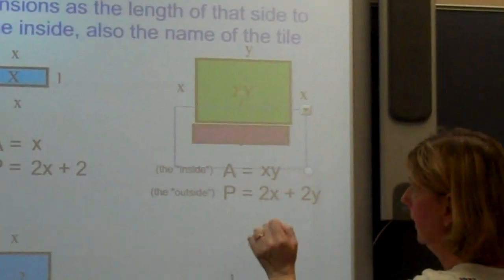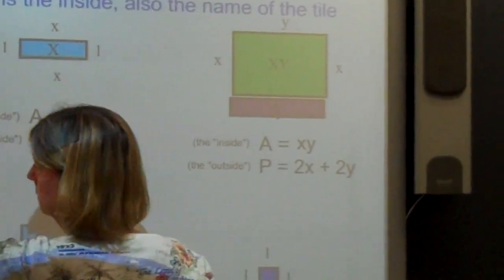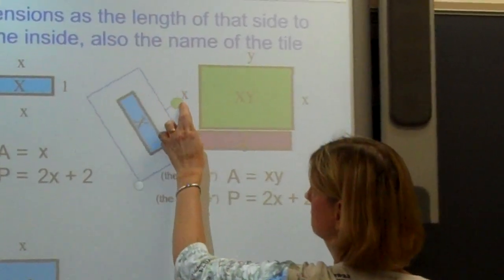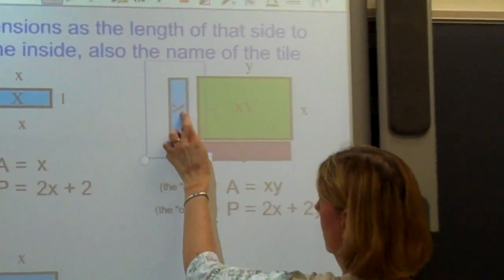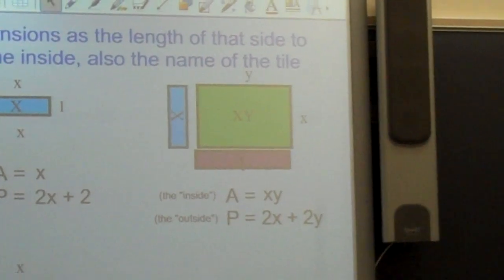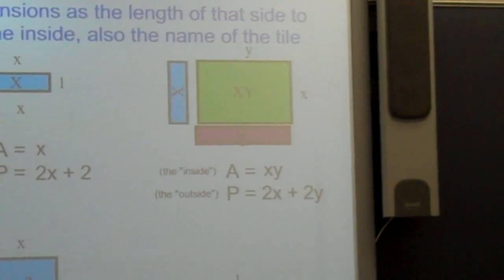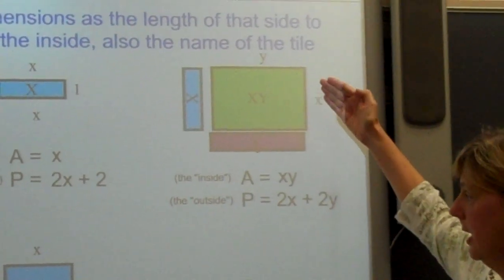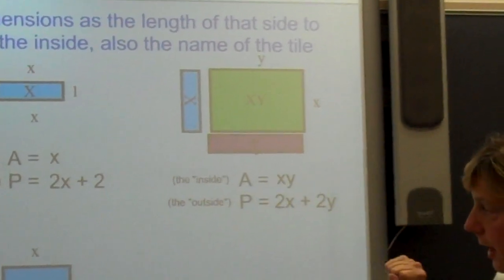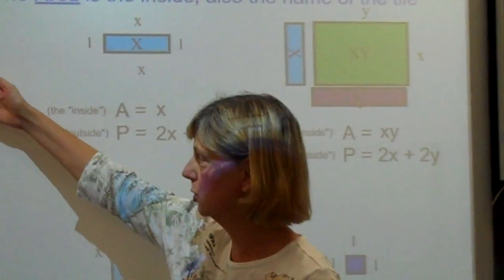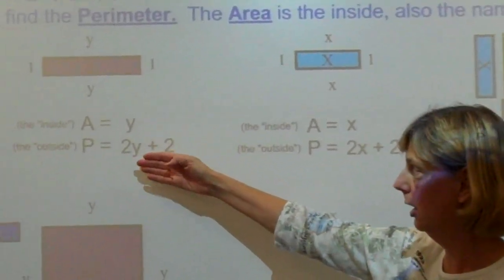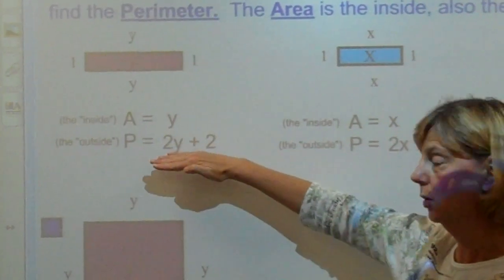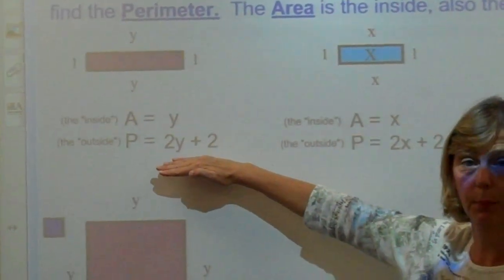it is Y long by X high, and remember we said area was length times width, so this is an XY tile. It's named by its area. Okay? So the area of this is just Y, but the perimeter, I have Y plus 1 plus 1, which gives me 2Y plus 2.